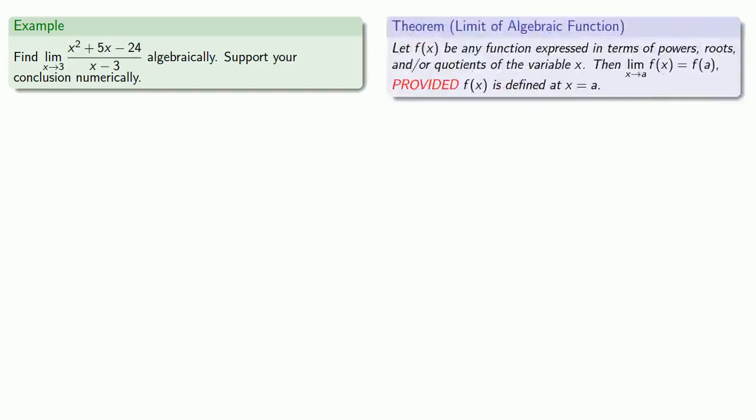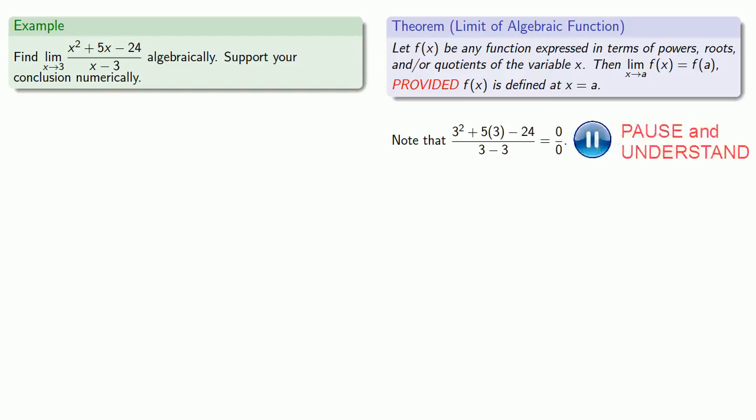For example, let's try to find the limit as x approaches 3 of (x squared plus 5x minus 24) divided by (x minus 3). We want to find this limit algebraically, but we should also support our conclusion numerically. Since this is an algebraic function, maybe we can find the limit by evaluating the function at x equal to 3. Unfortunately, when we do that, we get a 0 in the denominator, and so this is undefined.